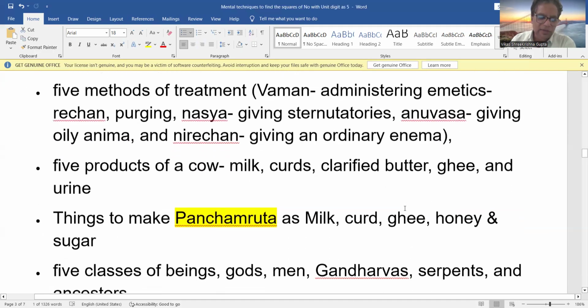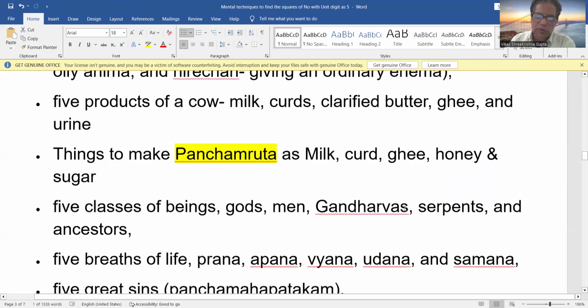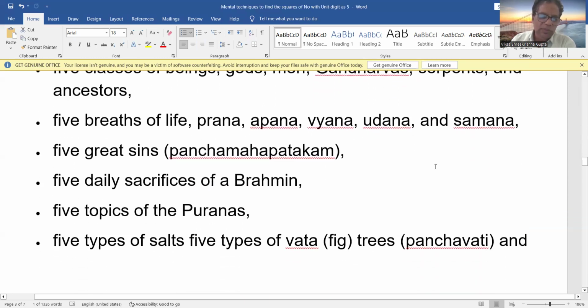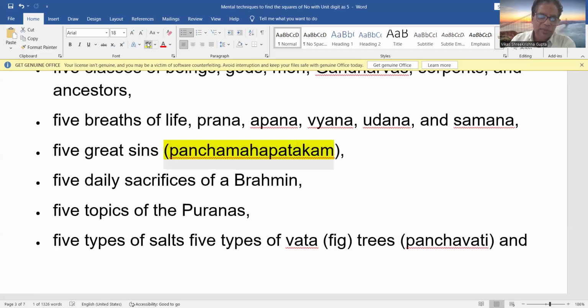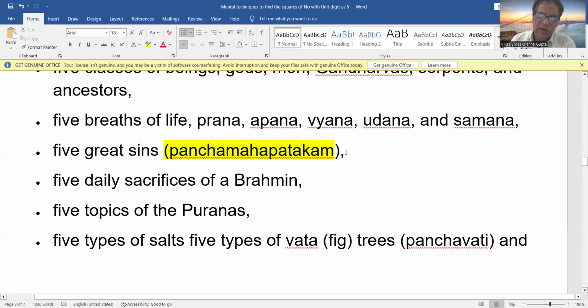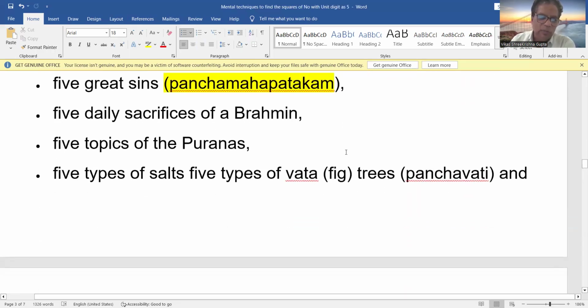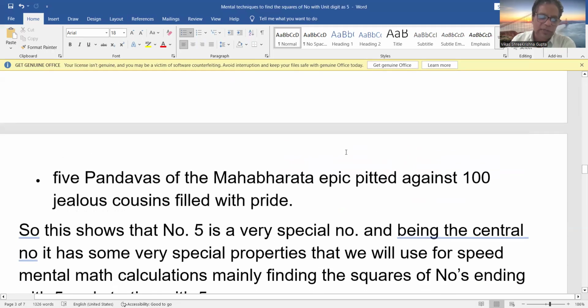In the same way, we have Panchamrita. I told you the Hindu deities are worshipped by offering Panchamrita to them, which is made of milk, curd, ghee, honey, and sugar. Right? So there are so many things related to it, then the five great sins, which is known as Panch Mahapatkam, five great sins. Right? Five daily sacrifices of Brahmin, five topics of the Puranas. So many things are related with the number five.